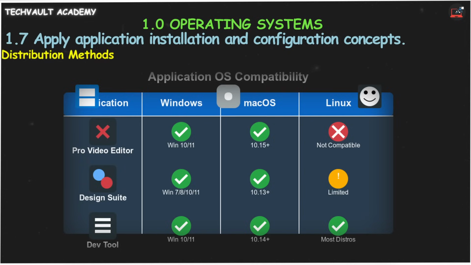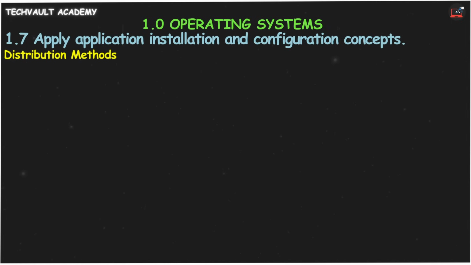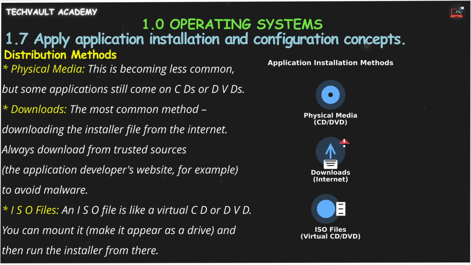Now, let's talk about distribution methods, how you get the application. Physical media: this is becoming less common, but some applications still come on CDs or DVDs. Downloads: the most common method, downloading the installer file from the internet. Always download from trusted sources, the application developer's website, for example, to avoid malware. ISO files: an ISO file is like a virtual CD or DVD. You can mount it, make it appear as a drive, and then run the installer from there.